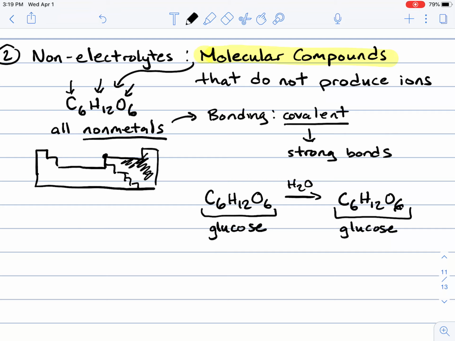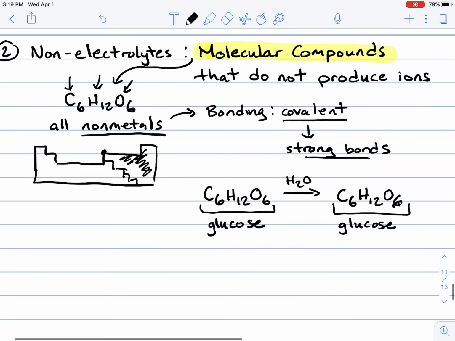And so for molecular compounds, because the bonding is covalent, which are strong bonds, when you put them in water, water doesn't really have enough energy, if you will, to break apart these strong bonds. And so when you put glucose in water, the reason why your sugar crystals dissolve is because the individual layers will dissolve, but not the actual compound.